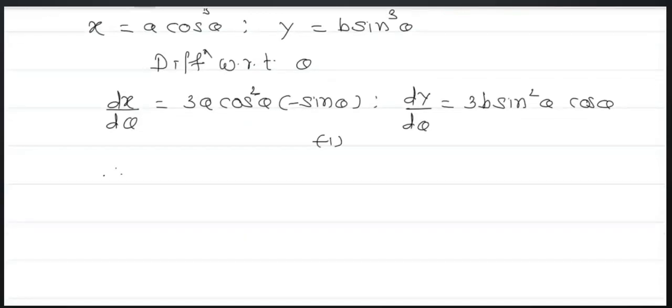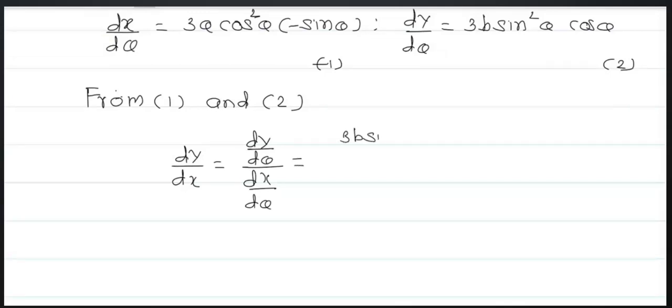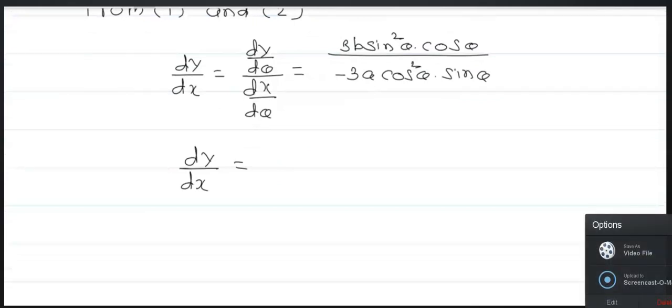Therefore, from 1 and 2, dy by dx is equal to dy by d theta upon dx upon d theta. That is 3b sine square theta into cos theta upon 3a cos square theta into, that is minus sine. Therefore, you can write down now here, 3b sine square theta into cos theta upon minus 3a cos square theta into sine theta.